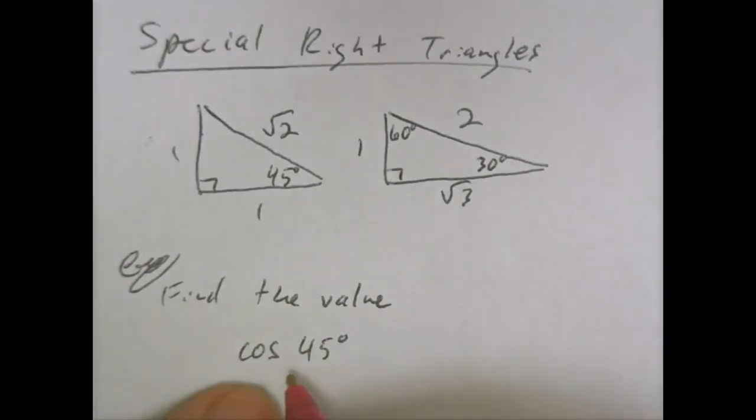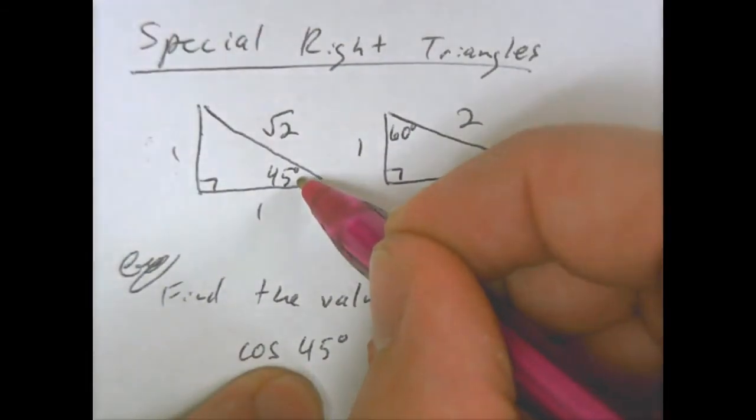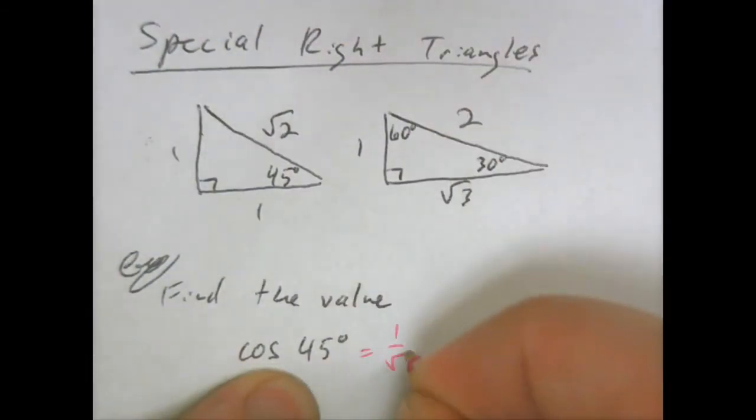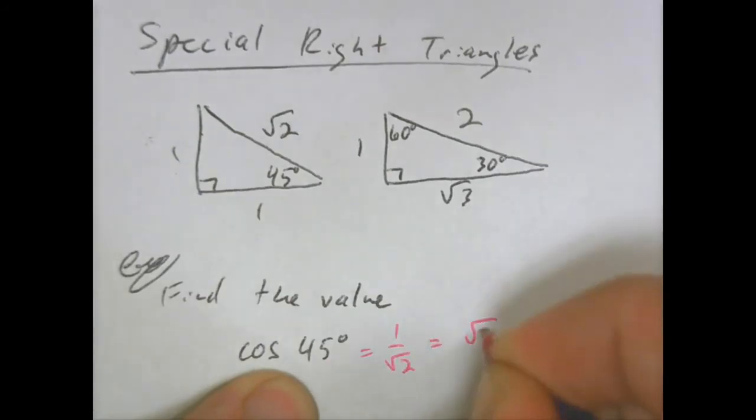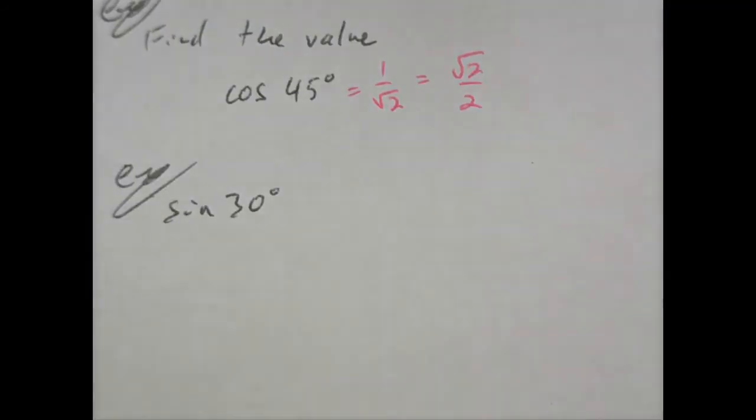Because then it makes ones like these super, super simple. Because then cosine of 45 degrees, well, hey, I know my special right triangle. From 45 degrees, adjacent over hypotenuse is 1 over square root 2, which simplifies to square root 2 over 2. Yay! Look at how easy that was. We're done. Memorize.